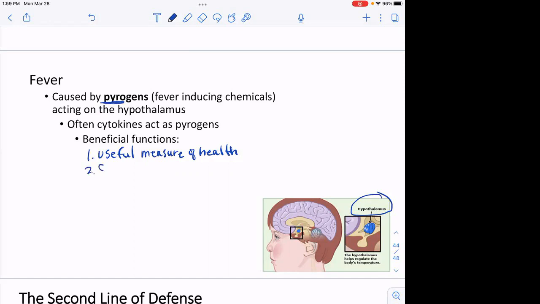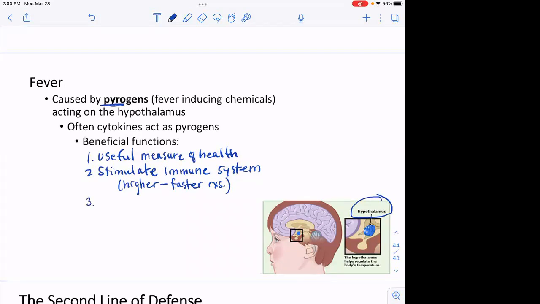It does act somewhat to stimulate some aspects of our immune system. Okay, so higher temperatures, faster reactions. It can increase phagocyte activity. It can increase the migration of immune cells where they need to go. That's probably a helpful function of fever. Sometimes we talk about how those higher temperatures will inhibit pathogen growth. To some extent, maybe a little bit.